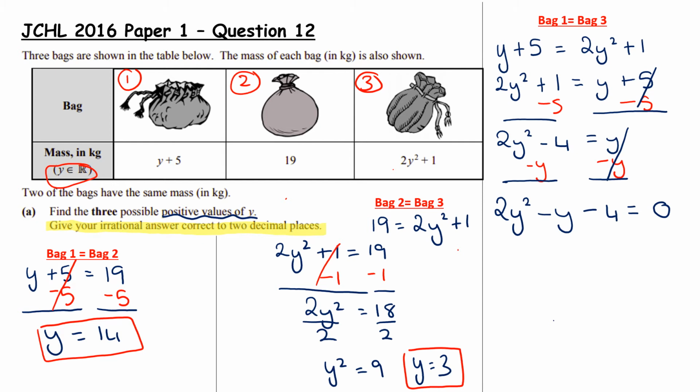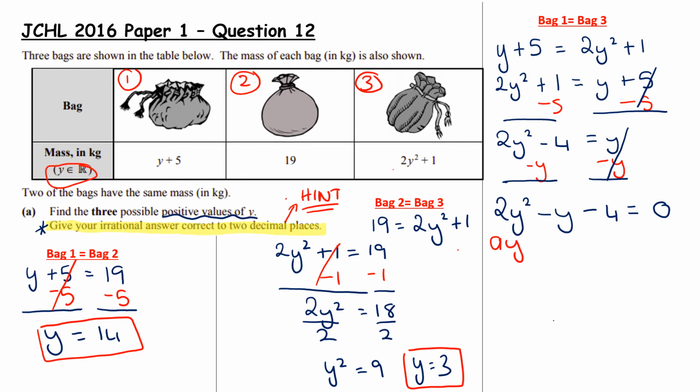Now, go back to this statement that I highlighted at the very start. It said, give your irrational answer correct to 2 decimal places, which means if we're going to work with this particular answer, it's going to require the minus b formula. Okay, so this was a hint. This was telling us if we get a quadratic trinomial that we'll have to use minus b.